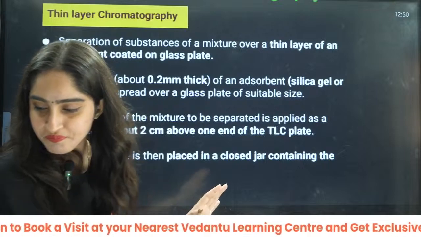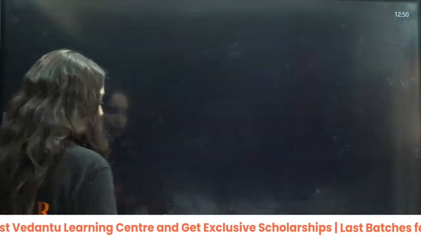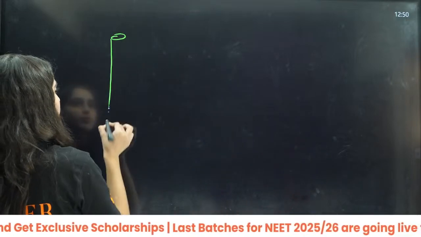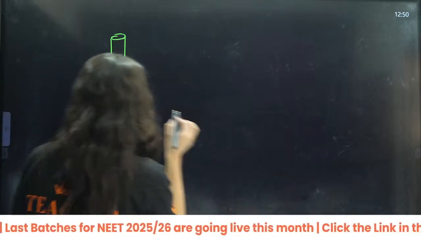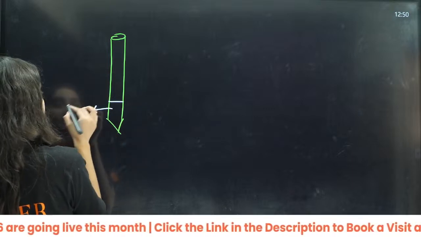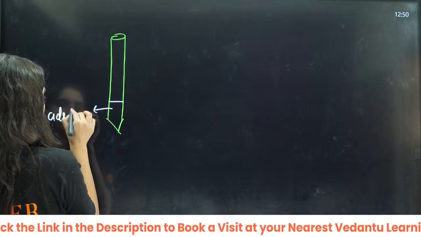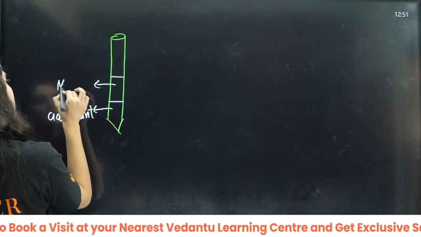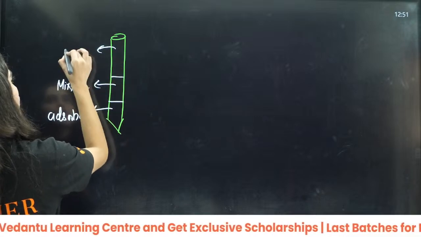So now beta, tell me one thing, when we were talking about glass tube chromatography, in that what you had, this was your apna stationary phase, or you can say adsorbent. This is important, okay? The comparison is important. Then you had mixture, and then you had, this was your solvent.